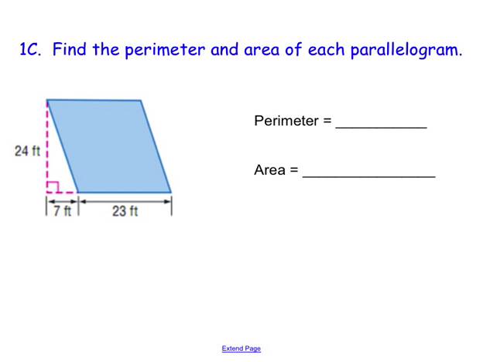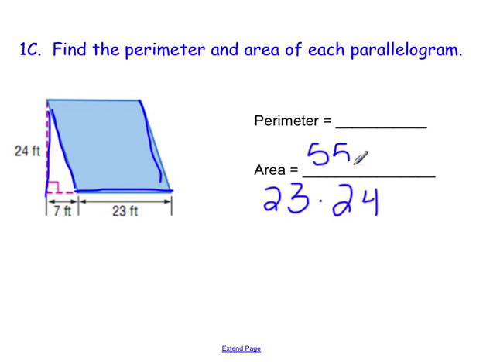Okay, so then we want to go ahead, and right now it's easy for us to figure out the area because we know the height and we know the base. What we don't know is this side length. So let's start with the area because we have all the information we need for that. So for the area, it's just going to be 23 times 24. And when you multiply that out, you end up getting 552, and that's going to be feet squared.